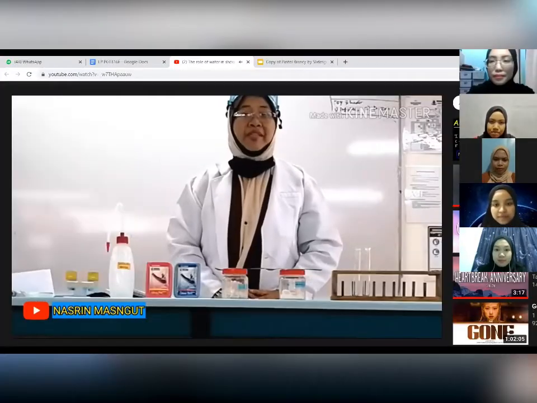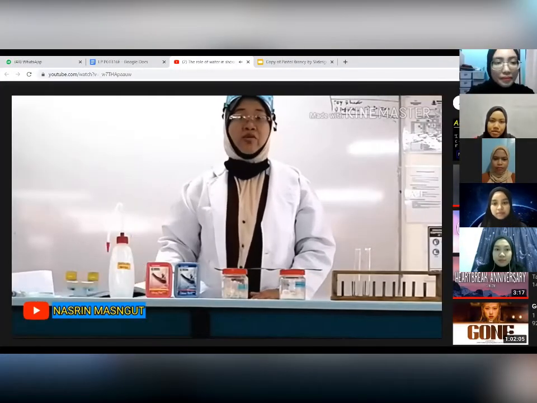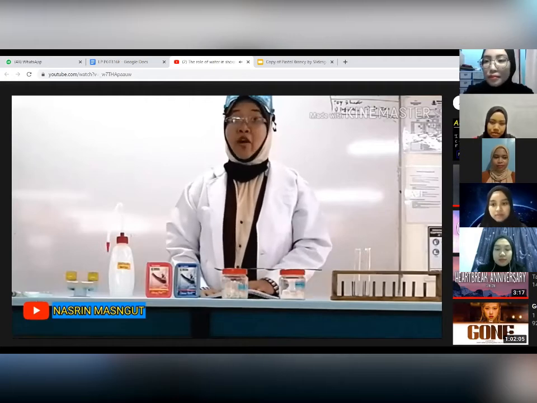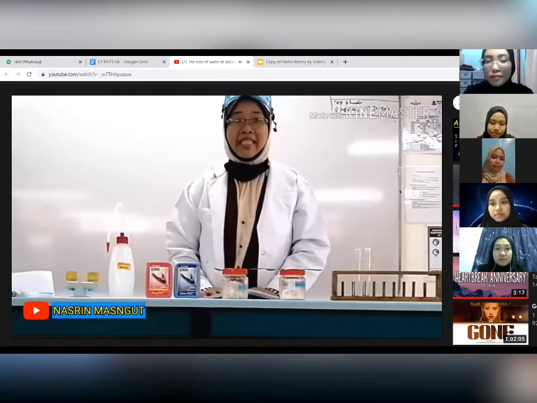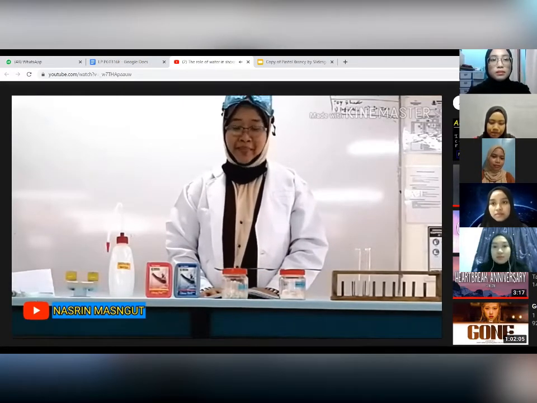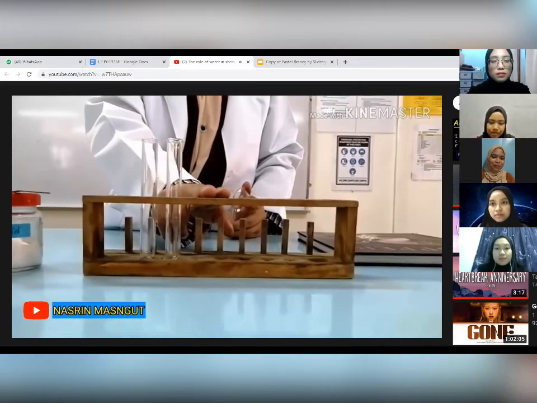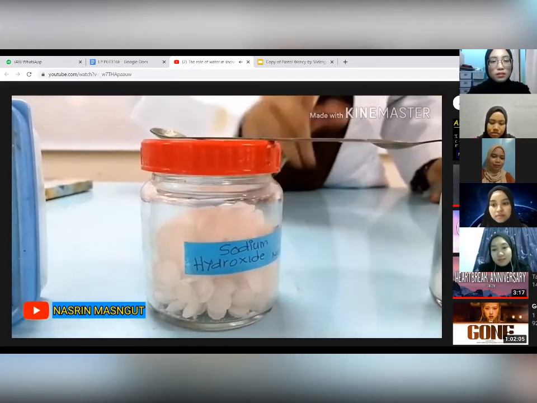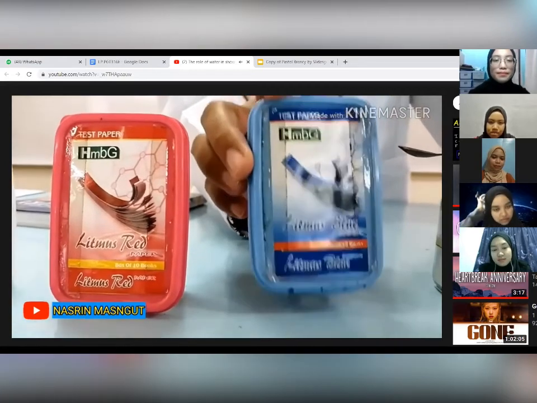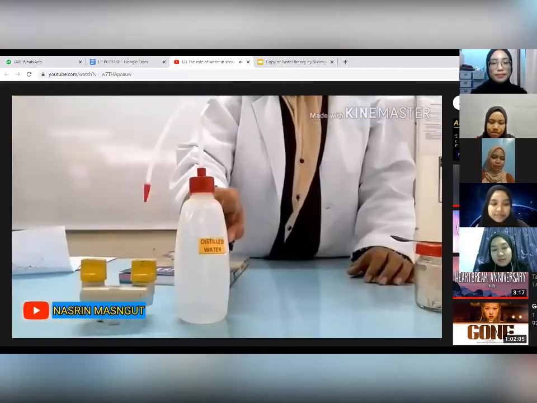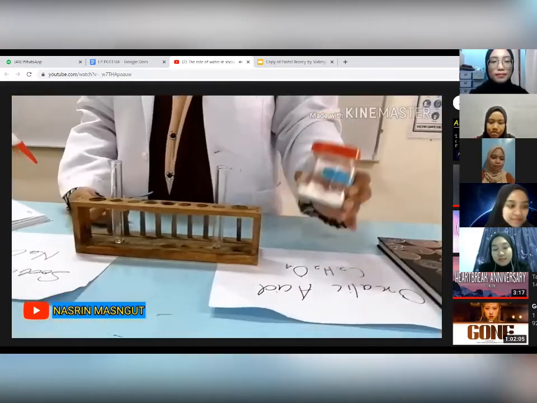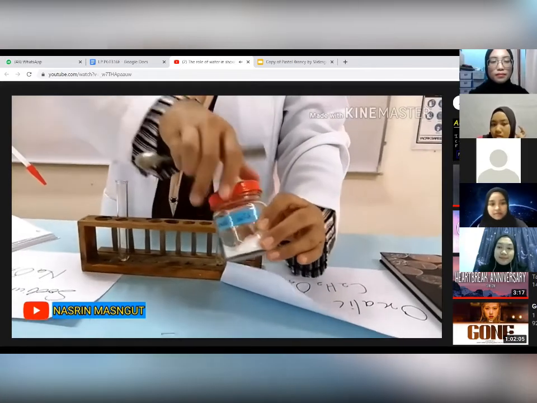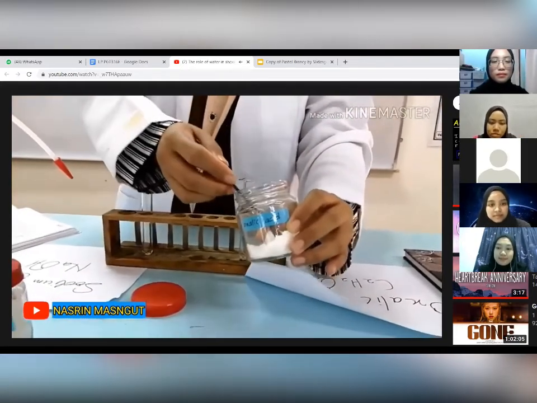I'm teacher Nasrin. Today we would like to do an experiment about the role of water in showing the acidic and alkaline properties. Test tubes, oxalic acid, sodium hydroxide, blue litmus paper, red litmus paper, and distilled water. We start with oxalic acid. Take half a spatula of oxalic acid.